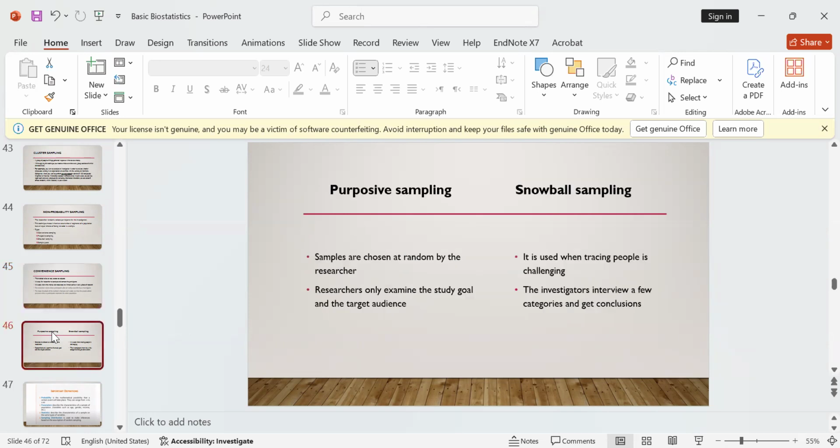Purposive sampling. Samples are chosen by the researchers, and researchers only examine the study goal and the target audience. Snowball sampling. It is used when tracing people is challenging, and the investigators review a few categories and get a conclusion.